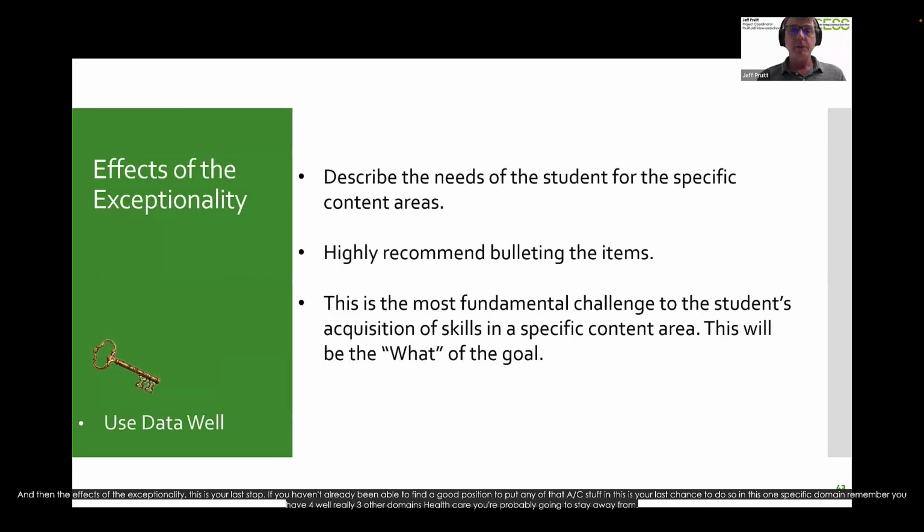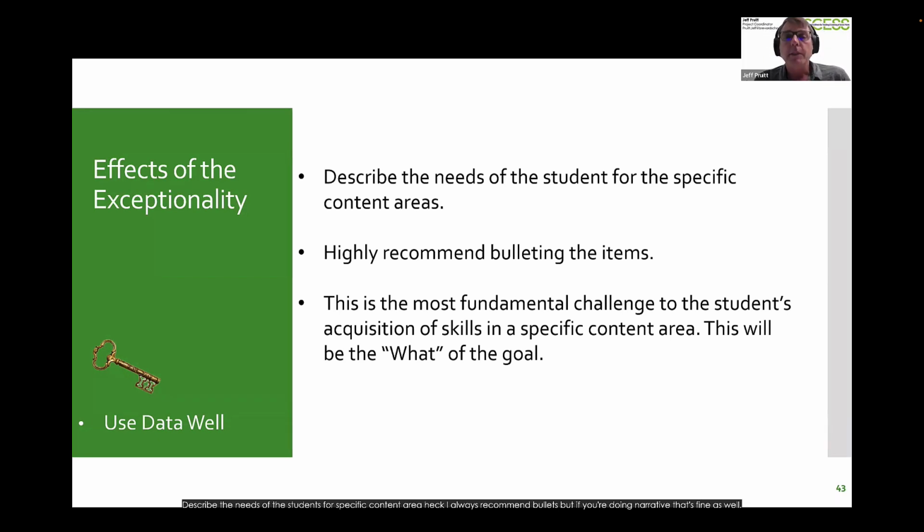And then the effects of the exceptionality. This is your last stop. If you haven't already been able to find a good position to put any of that AAC stuff in, this is your last chance to do so in this one specific domain. Remember, you have 3 other domains. Healthcare, you're probably going to stay away from. Describe the needs of the students for a specific content area. I always recommend bullets, but if you're doing narrative, that's fine as well.